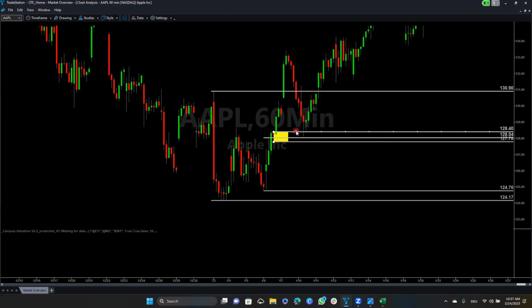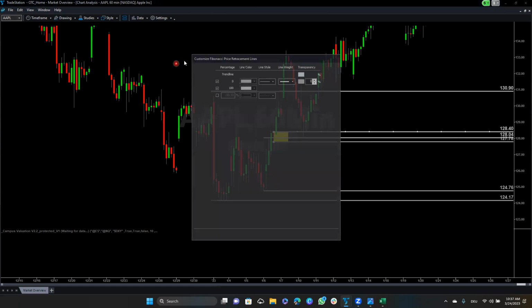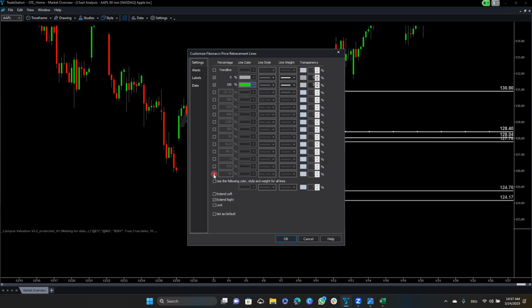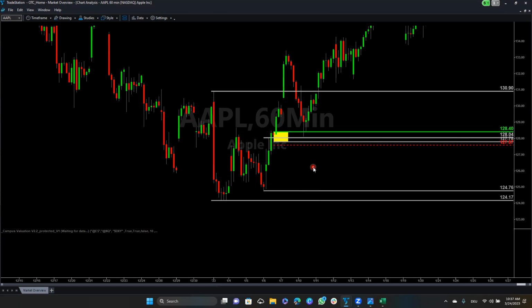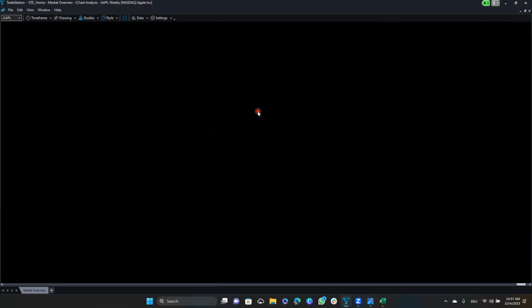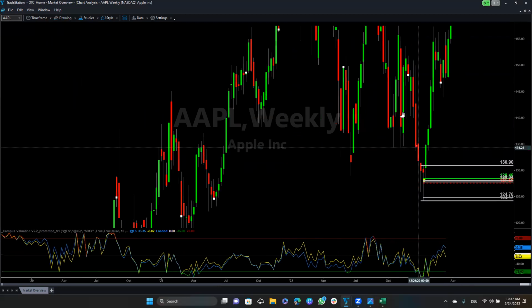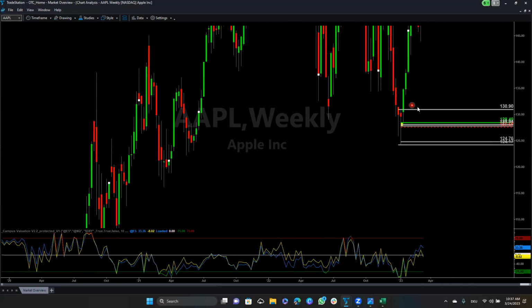That means green. And that means this could be your entry. Okay, this could be your entry. Let me go back to weekly here. And remember, guys, our option number one, our entry was above the 130 and below the 124.